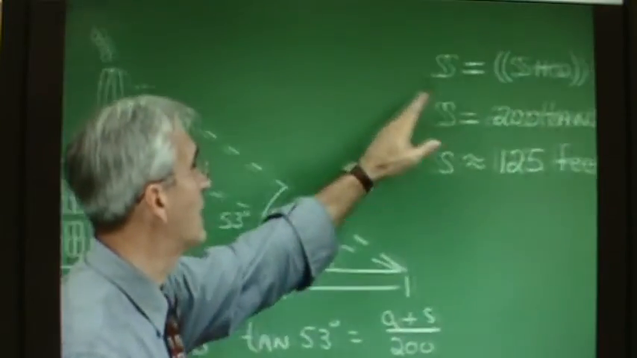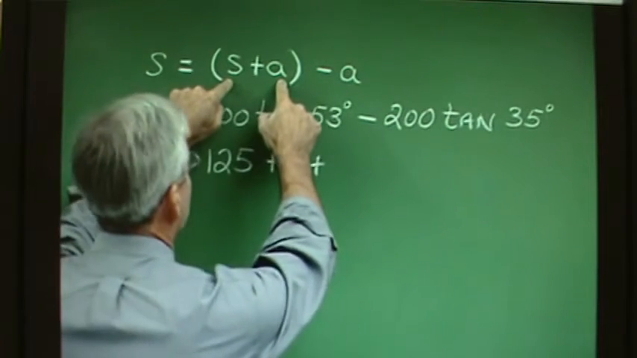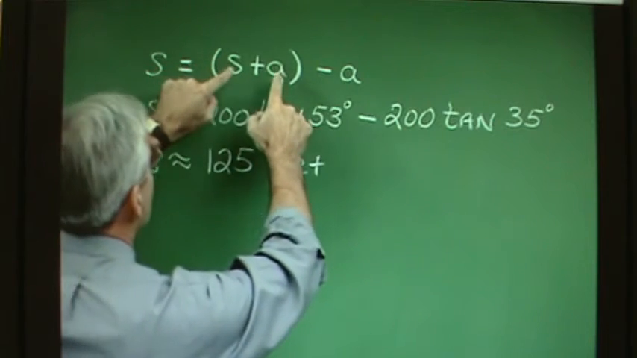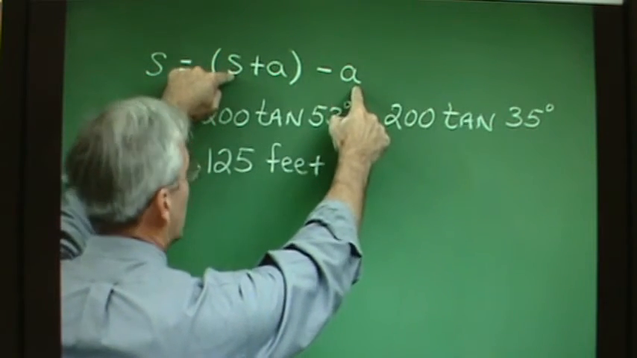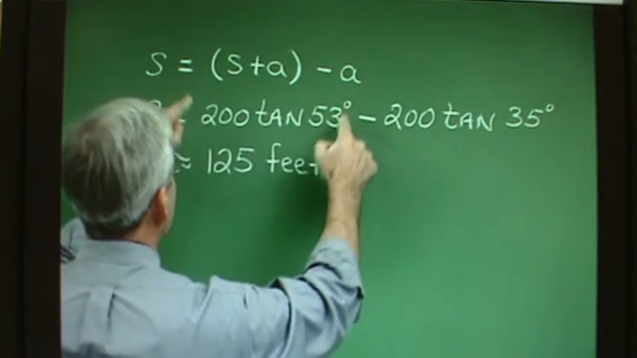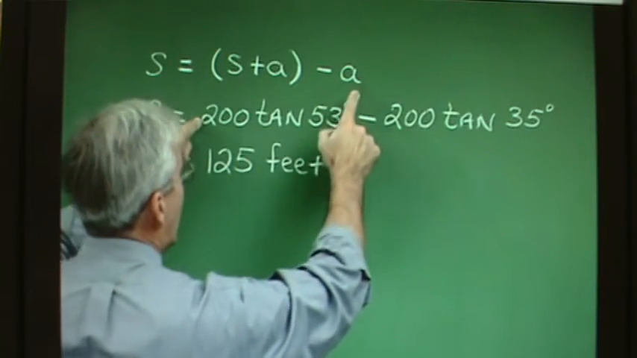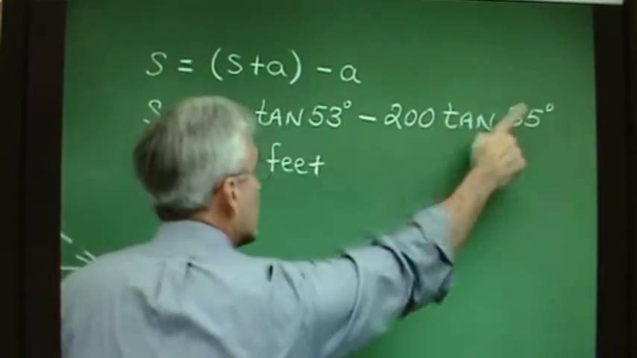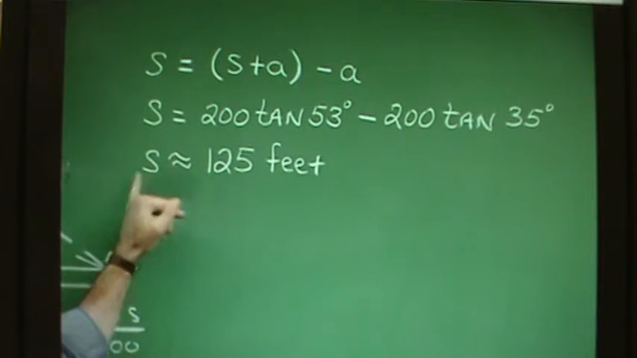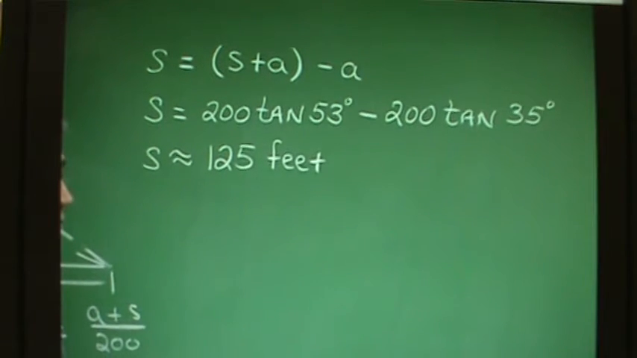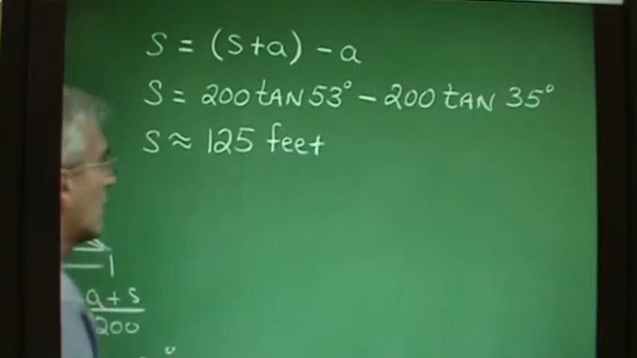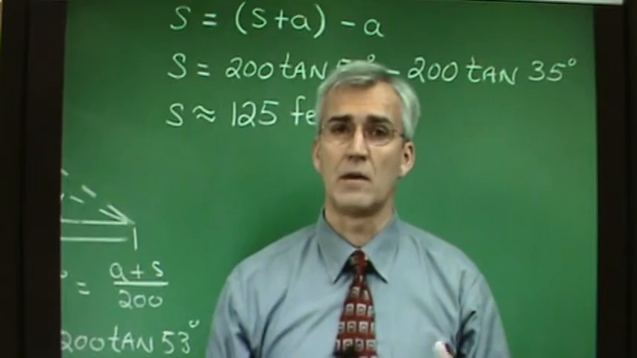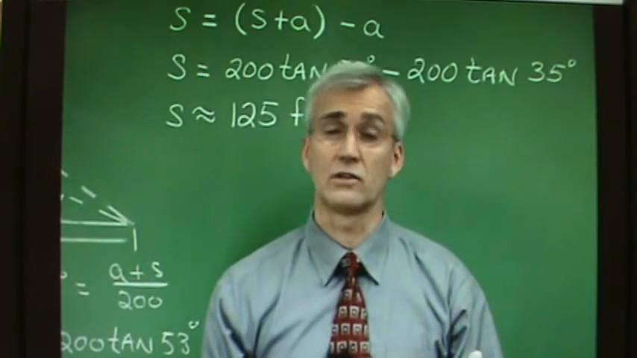In other words, I would probably do it like this. The smokestack height is the smokestack plus the building minus the height of the building, and the smokestack plus the building is 200 tangent 53 degrees. And the building by itself is 200 tangent 35 degrees. So I would use this in the calculator, and I would still find the value to be 125 feet for the approximate height of the smokestack. So it may not make a big difference in this problem, but it could in other problems, and especially in problems that might involve some very critical kinds of calculations.